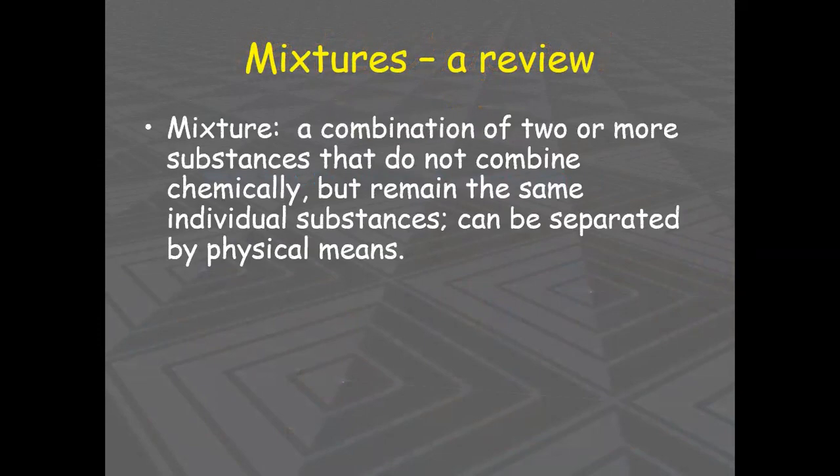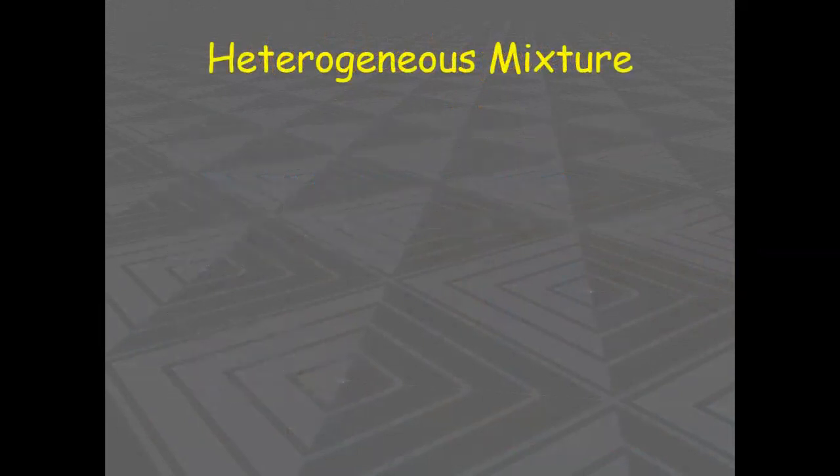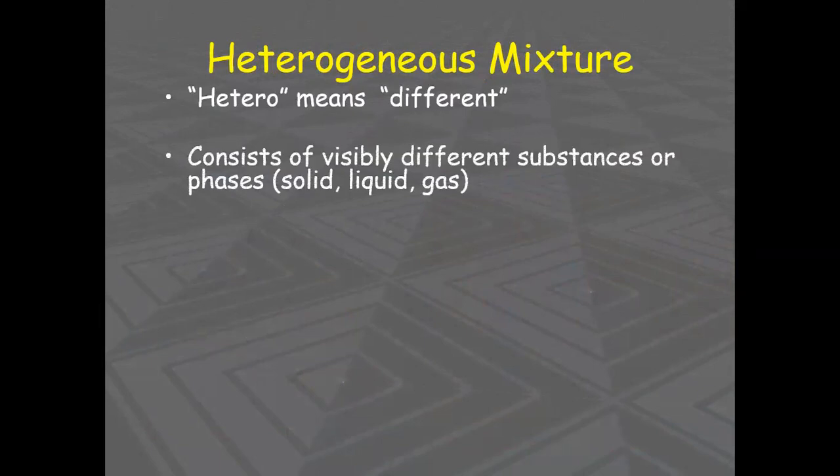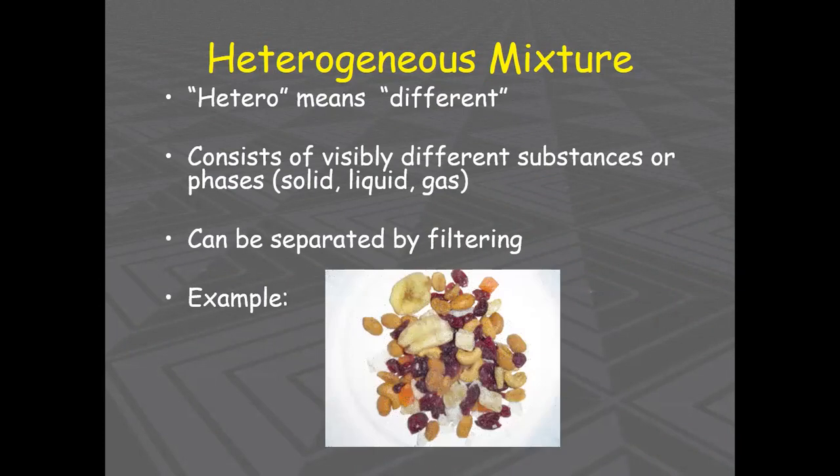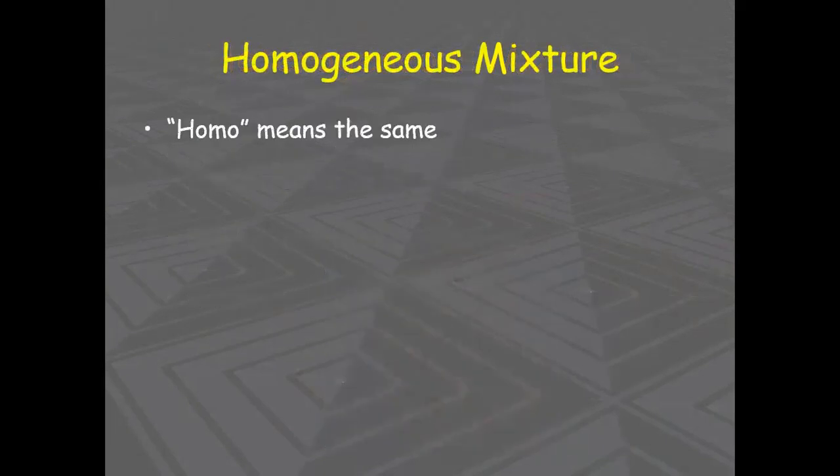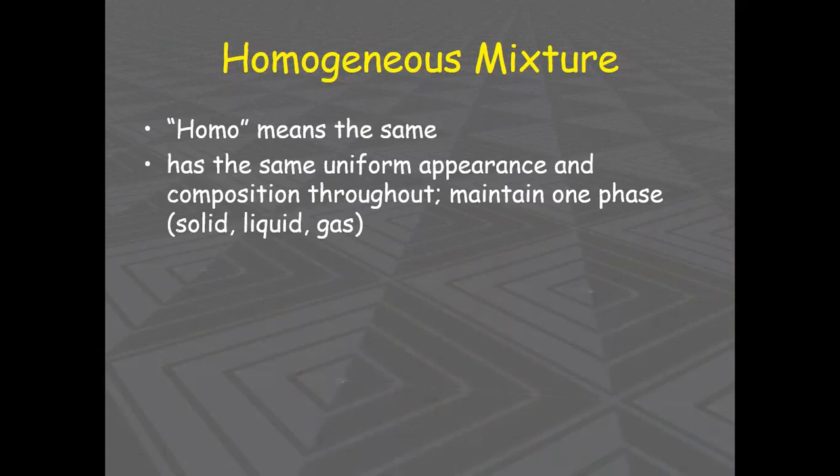A mixture is a combination of two or more substances that do not combine chemically but remain the same individual substance, and can be separated by physical means. Two types: heterogeneous and homogeneous. Heterogeneous means different, consists of visibility of different substances or phases, solid, liquid, gas, and can be separated by filtering. Example, this. Homogeneous mixture, homo means the same, has the same uniform appearance and composition throughout, maintains one phase for solid, liquid, and gas, commonly referred to as solution.